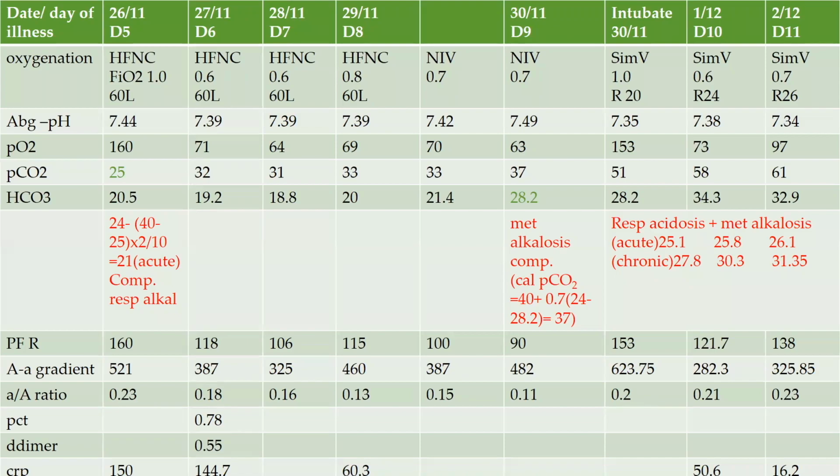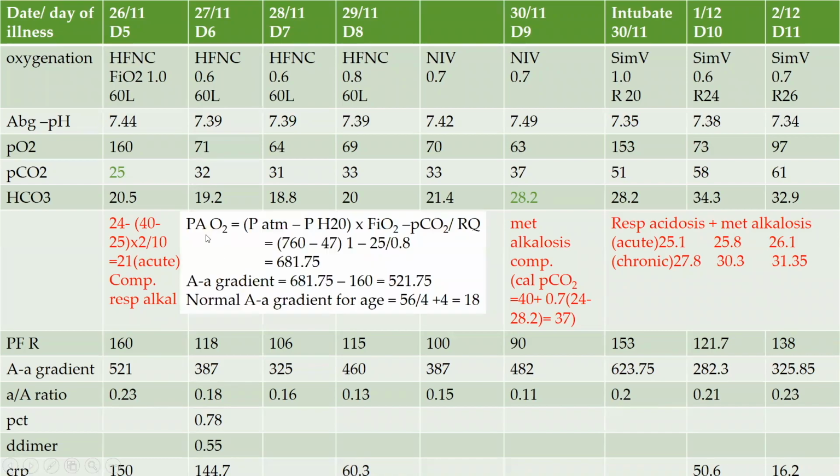So we can see from here, this is the initial presentation on high flow nasal cannula. This is the ABG. The pH is on the alkalosis side. Then we look at the PCO2, which is low, that indicates this is a case of respiratory alkalosis. Then we calculate the compensation. It actually shows compensated acute respiratory alkalosis. And for oxygenation, we can calculate the PAO2 using this formula, and this is the value we get.